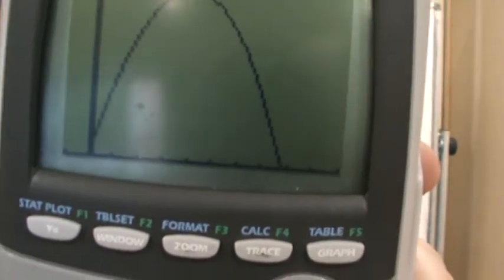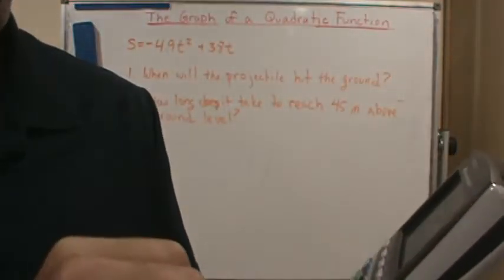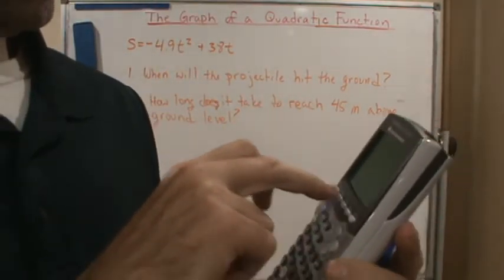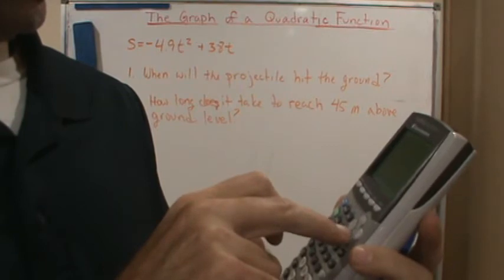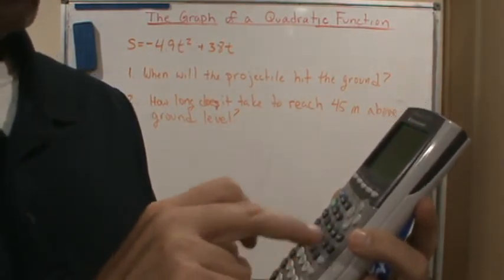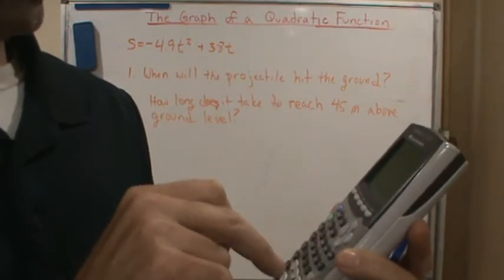Now let me just change it one more time. Let's go to -3 for y, just to make sure I get everything on there.